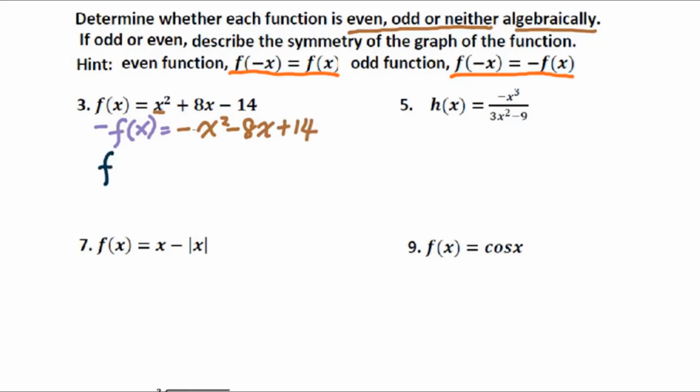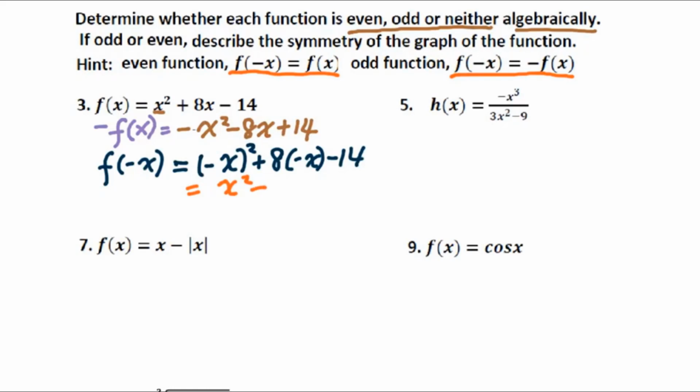Then I'm working on f of negative x. The meaning of f of negative x is to change every single x into negative x. Therefore, I plug in, changing every single x into negative x, then plus 8 times negative x minus 14. Then work the parentheses out. Negative x squared is x squared, and 8 times negative x means minus 8x, minus 14.